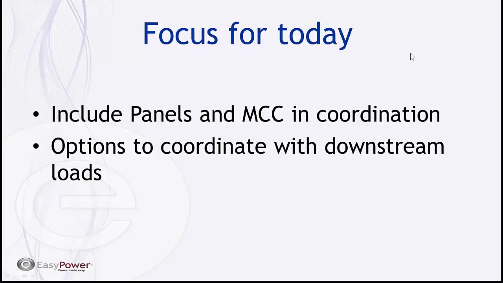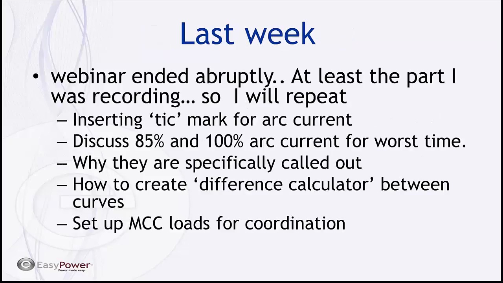So the focus for today is panels and MCCs and coordination and the options to coordinate with downstream loads. As a rule, arc flash incident energies are calculated to the top of the panels and to the main bus on the panels and the MCCs. So if you have any loads in either that you need to label, or you need to know what the incident energy is on that particular load, or you need to coordinate to it, then you need to outboard that particular load in the panel. And we're going to do that as we go through this discussion.